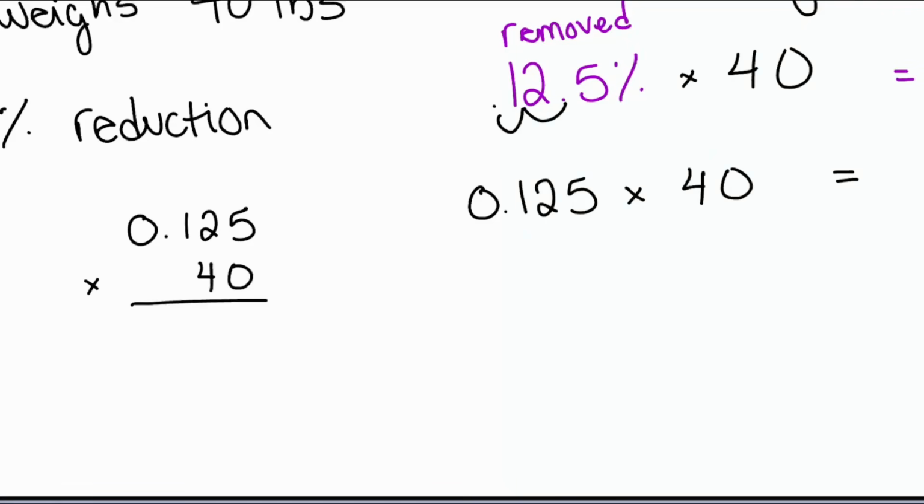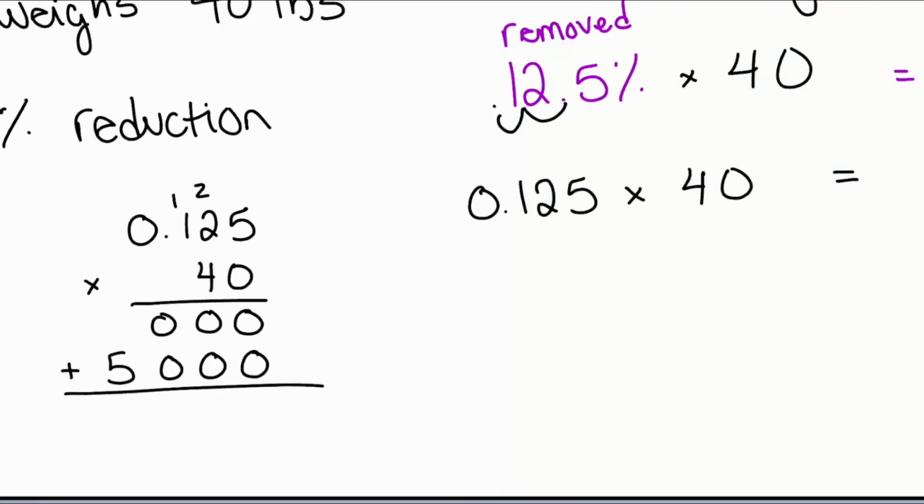5 times 0, 0. 2 times 0, 0. 1 times 0, 0. That's easy. Next up, we go to the next line, placing a 0 so we can start at the proper place value. And so we have 5 times 4. That's going to be 20. Carry the 2. Then we have 2 times 4. That's 8. Carry the 2. And that'll be 10. Carry the 1. Then we have 1 times 4, which is 4. Carry the 1. That is 5. Add everything back up, and we're going to get 0, 0, 0, 5.